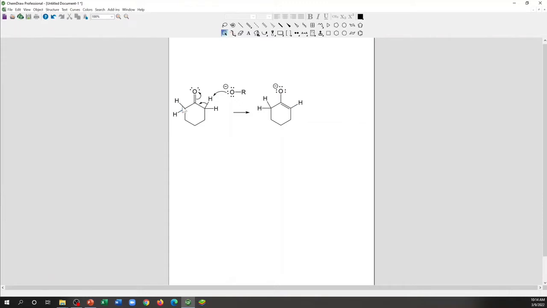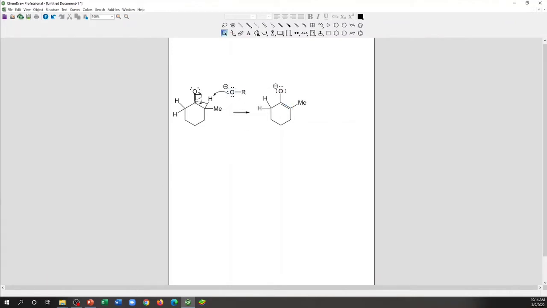Now, what happens if we don't have a symmetrical ketone? For example, let me take off one of these hydrogens right here and replace it with a methyl group. If we replace that hydrogen with a methyl group, what we end up with is an enolate that has an alkene connected to 3 carbons, so that would be a tri-substituted enolate.